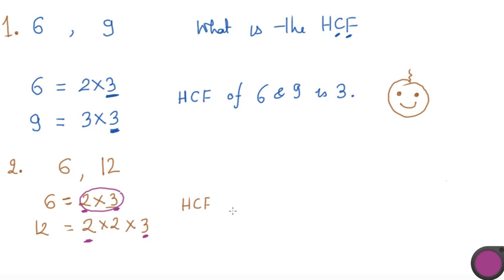And this is the biggest one, because there is nothing else common. So what is the highest common factor now? 6. Okay, good.